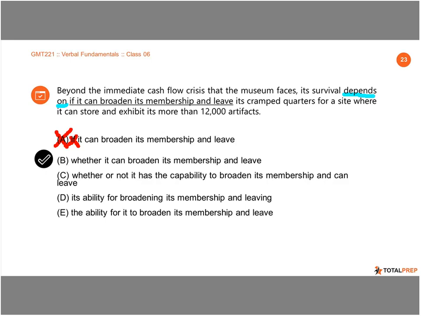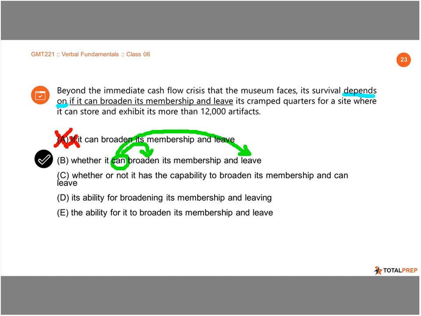B, whether it can broaden its membership and leave. Okay, so what is correct here? This word can, this modal verb, has distributed value on two verbs: can broaden and leave. Whenever you use a modal verb, you never use "to" or conjugate the following verb, the main verb of the sentence. So they are correctly used over here.